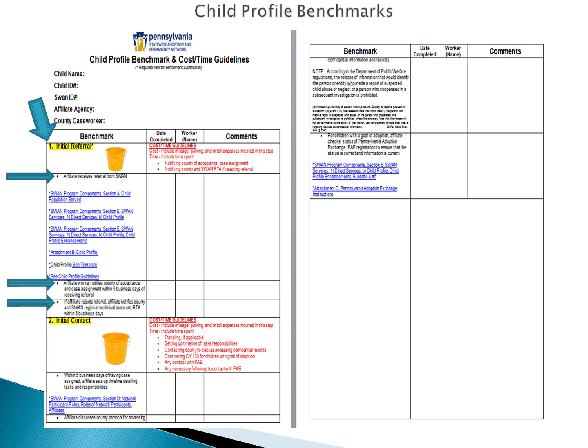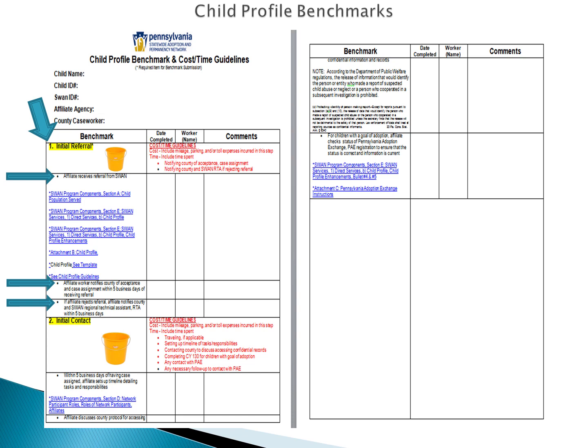The first main numeric step is initial referral. In this bucket, you enter the practice and travel time spent notifying the county of acceptance and case assignment of the referral, as well as notifying the county and SWAN Regional Technical Assistant if rejecting the referral. This is the first benchmark step for every SWAN unit of service, and the direction for tracking practice and travel is the same for the initial referral of each unit. Therefore, we will not repeat instructions for initial referral when reviewing the remaining units of service.